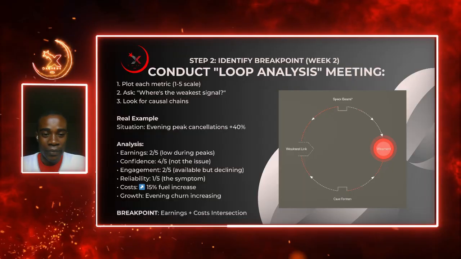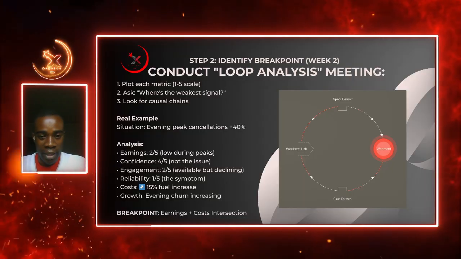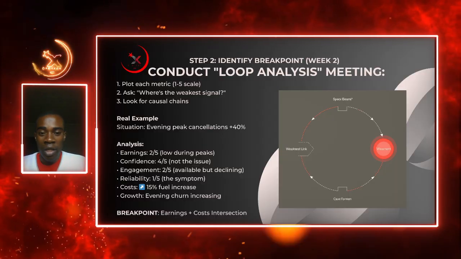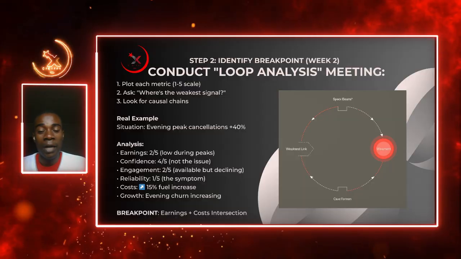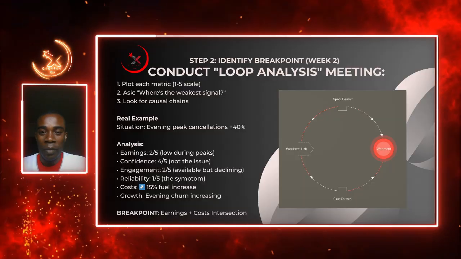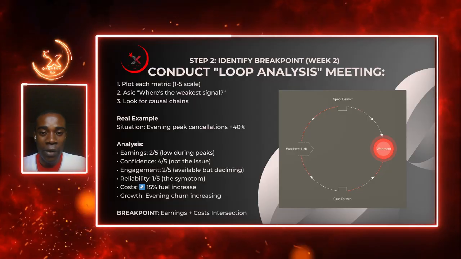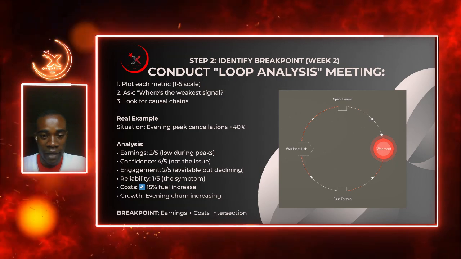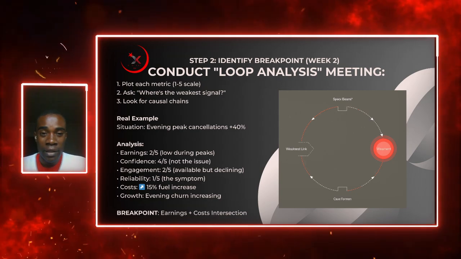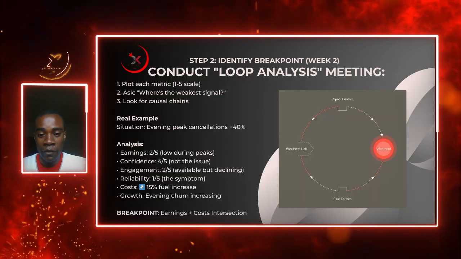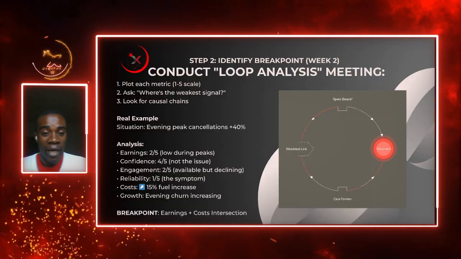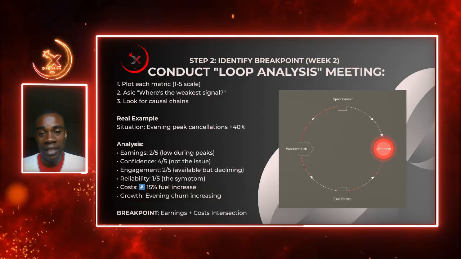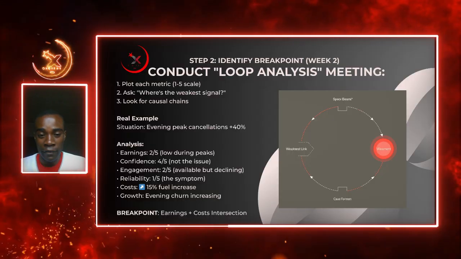Where's the weakest signal? Let me give you a real world example. The situation was that peak cancellations were up by 40%. And the loop analysis showed that earnings during those hours were predictable but low. The score was 2 out of 5. Confidence levels were actually high. The score was 4 out of 5. This was not the issue. Engagement levels, partners were available but declining orders. The score was 2 out of 5.